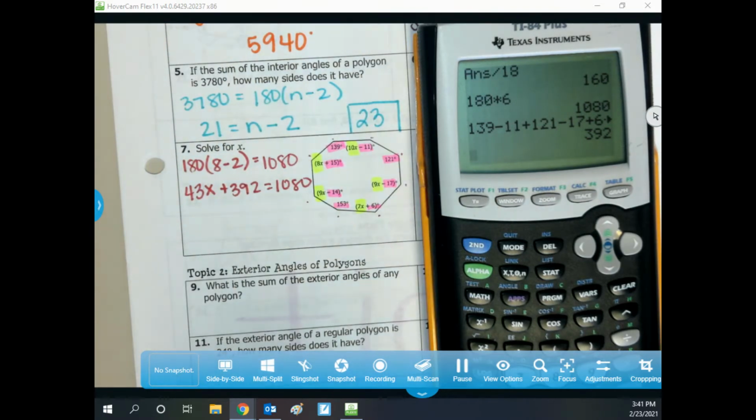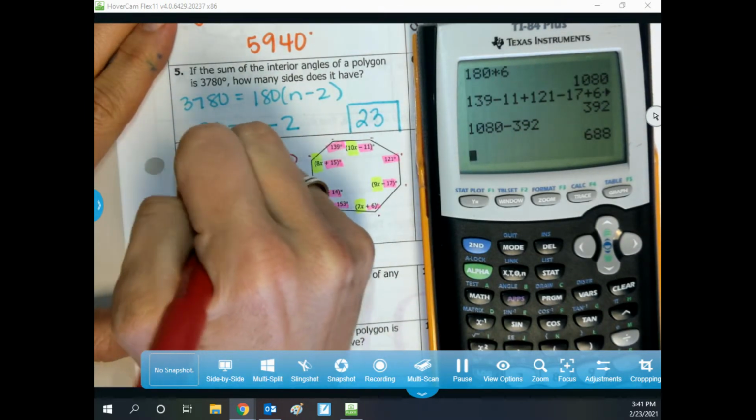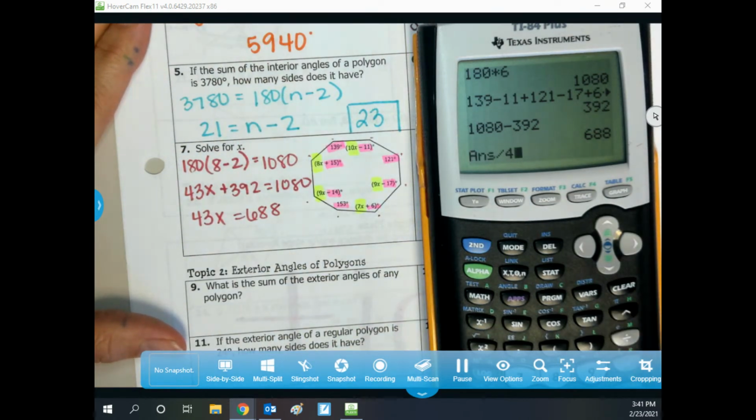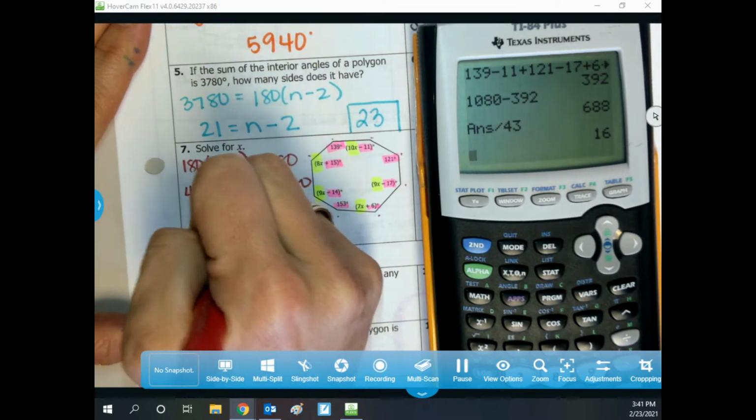Go ahead and solve for x now. So the first thing we should have done is 1080 minus 392. And that gives us 688. So 43x equals 688. Divide by 43. And we get that x is equal to 16.